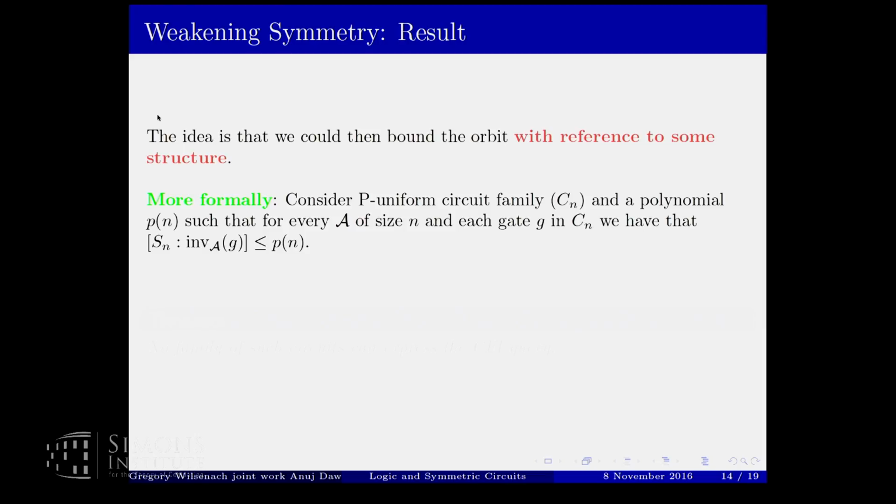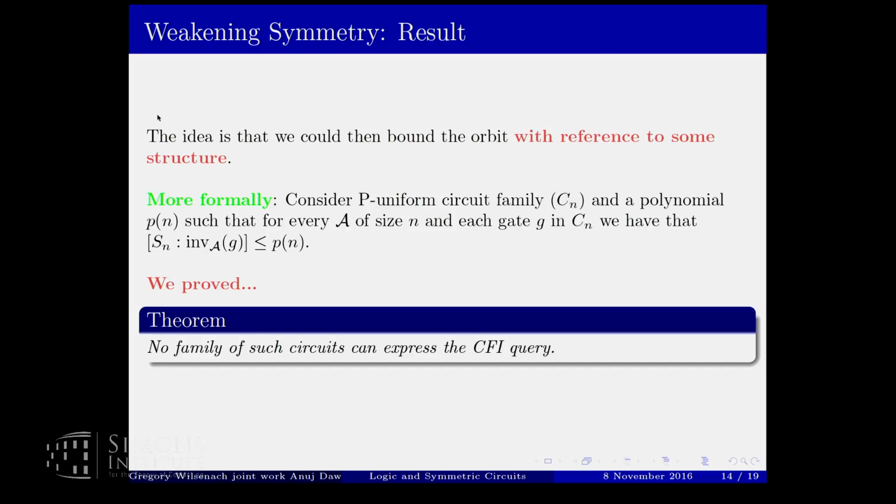So here, for any arbitrary P-uniform circuit family and a polynomial P, we want that for every structure, the order of this invariance group of G with respect to A in the symmetric group is bounded by a polynomial. And we thought this would really work. We thought this was a much more powerful notion, but it turns out that this family of circuits can't do the CFI query either.